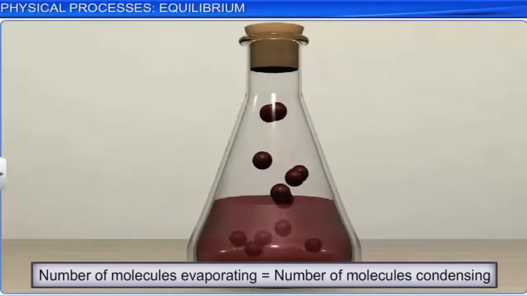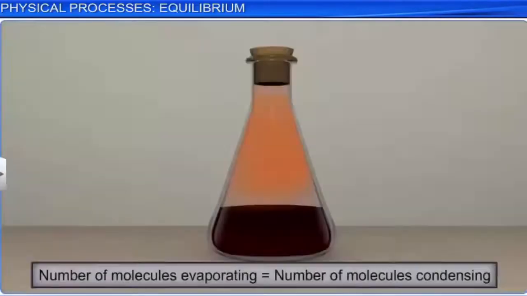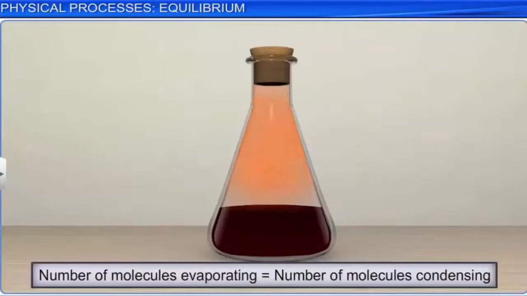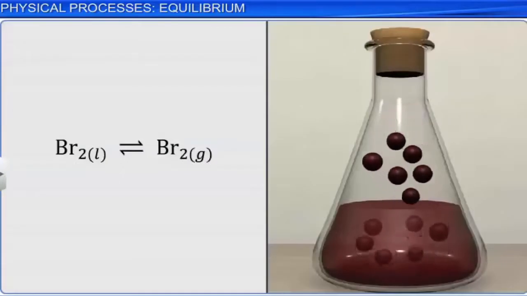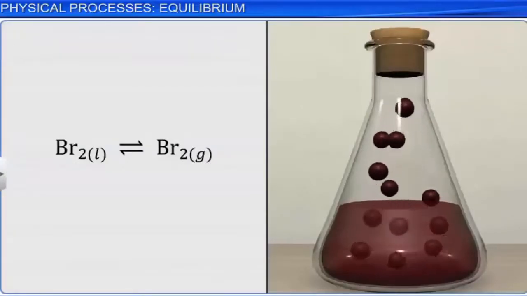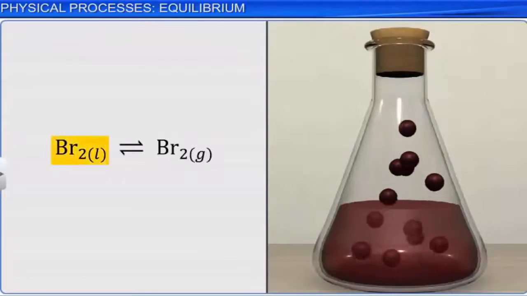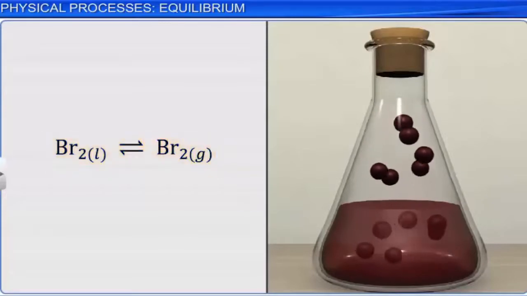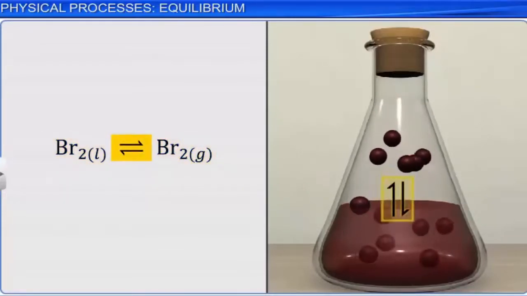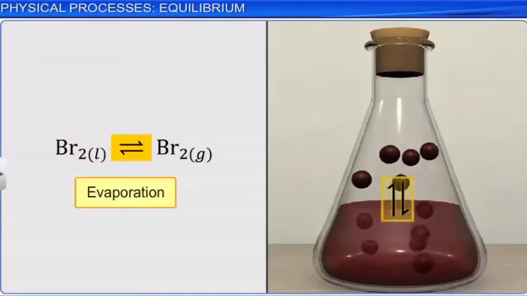This is why we see that the color of the vapor in the flask does not change. Thus, equilibrium may be defined as a condition in which two opposing tendencies balance one another. The equilibrium of liquid bromine with its vapor may be represented as Br2(l) ⇌ Br2(g). The pair of half-headed arrows indicates that the two processes, evaporation and condensation, are occurring simultaneously.